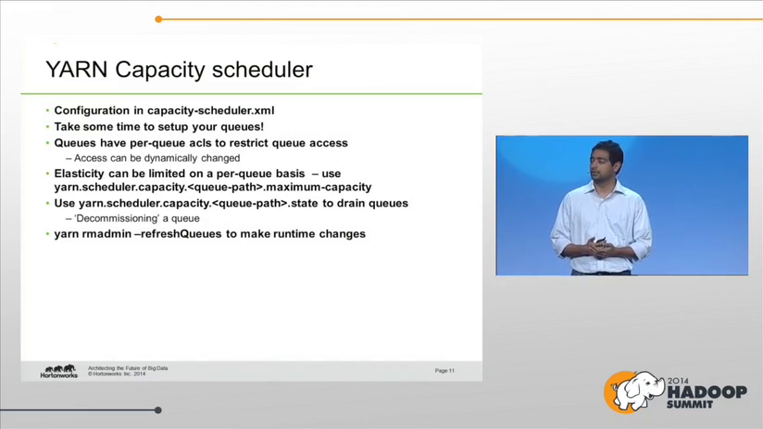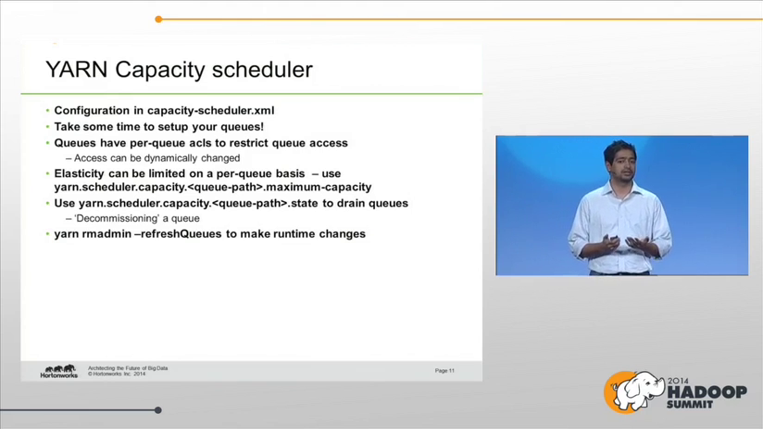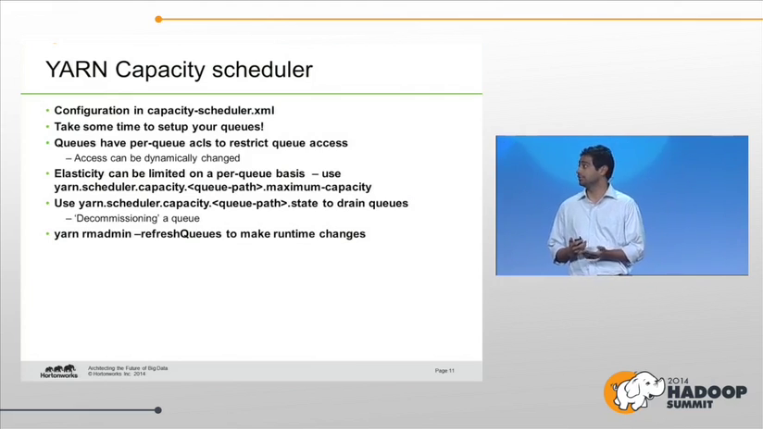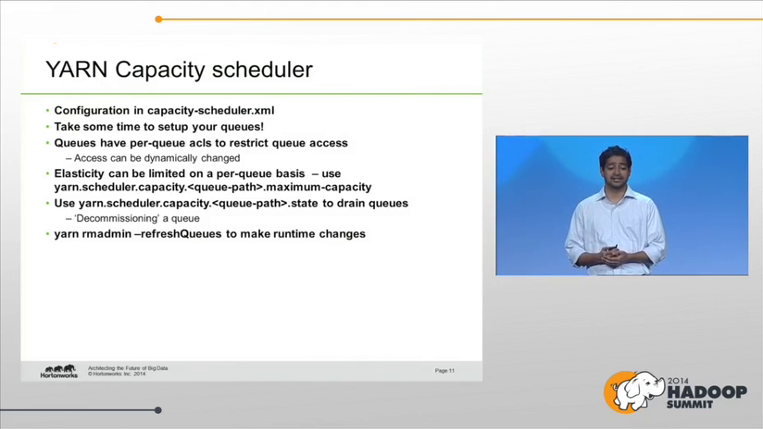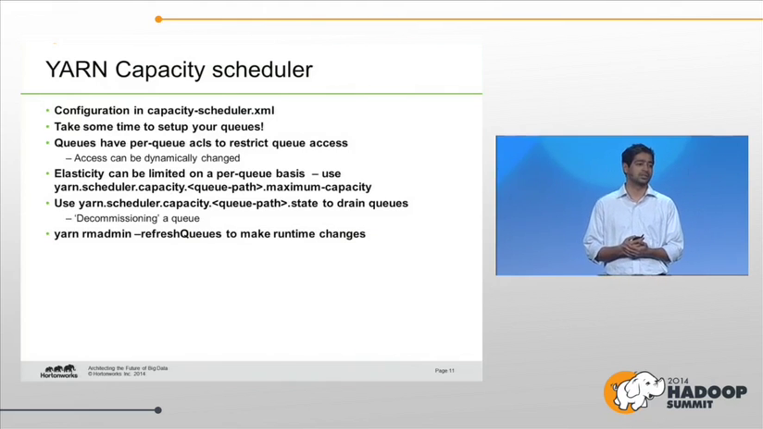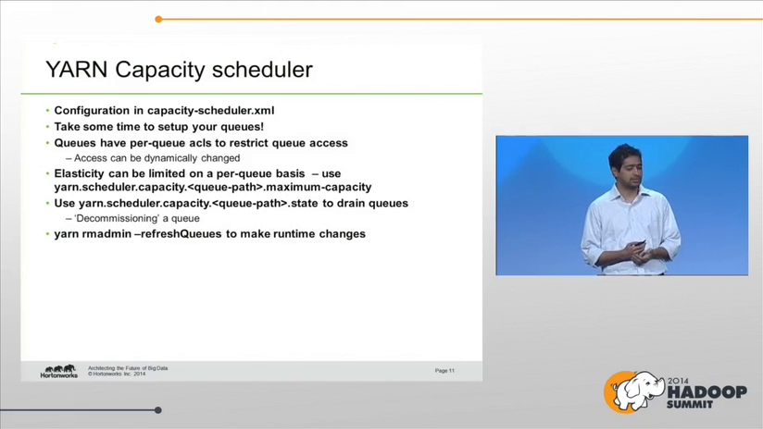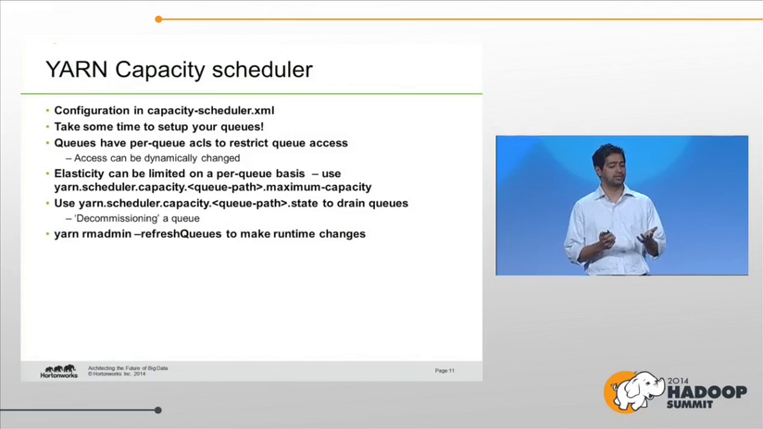Queues also have per queue ACLs, which is really useful. This is really useful if, for example, you're running tests and production on the same cluster. You can restrict who submits apps to which queue using these ACLs, and these can be dynamically changed using the queue files. In addition, elasticity can be limited. You might have a queue that has 30% of the cluster, but under no circumstances do you want it to, say, take more than 50% of the cluster. There's a variable called yarn.scheduler.capacity, and depending on the queue path, you can limit its maximum capacity.